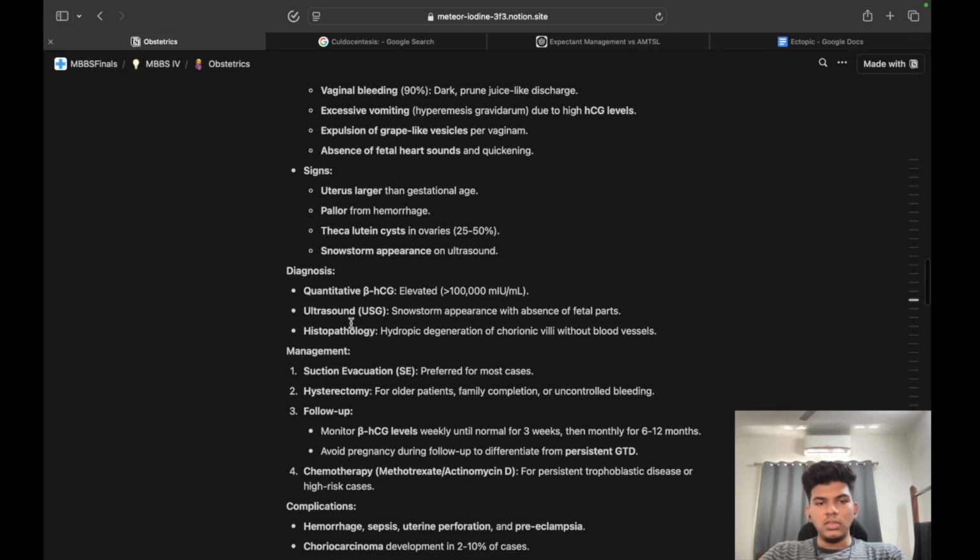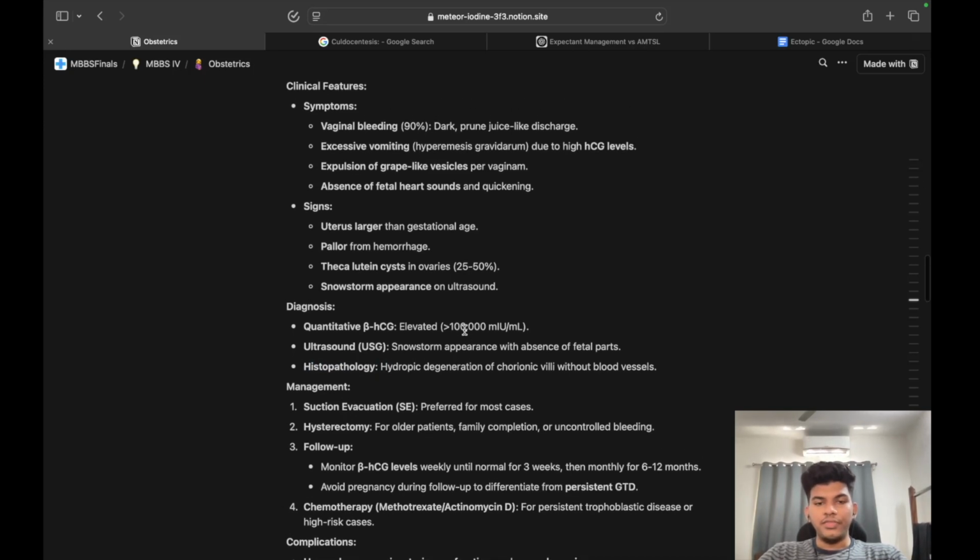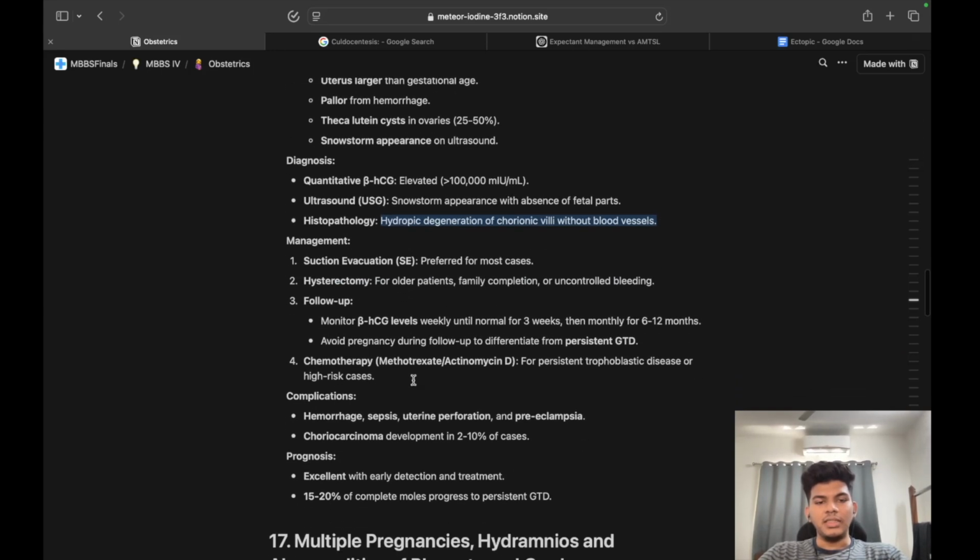Coming to the diagnosis, particular diagnostic tests. Quantitative beta HCG, which is elevated, greater than 100K milli international units per ml. So this is the one, very high beta HCG. Ultrasound, again a snowstorm appearance with absence of fetal parts, and partial fetal parts in case of partial mole. Histopathology shows hydropic degeneration of chorionic villi without blood vessels because it doesn't need them.